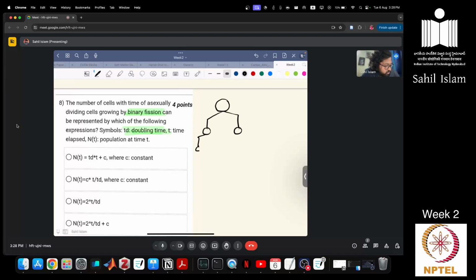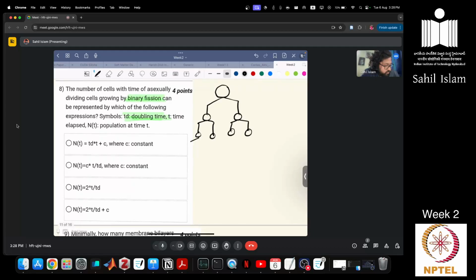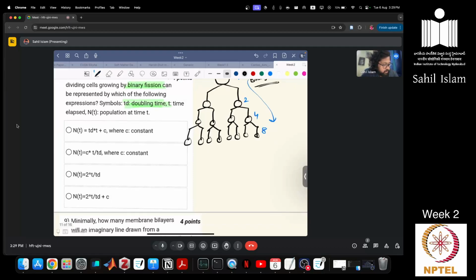So eventually this also leads to two more, and this also leads to two. This is binary fission. So what happens is this is 1, 2, 4, 8. This is how they grow in number, as you see. So at every step, TD is the doubling time.